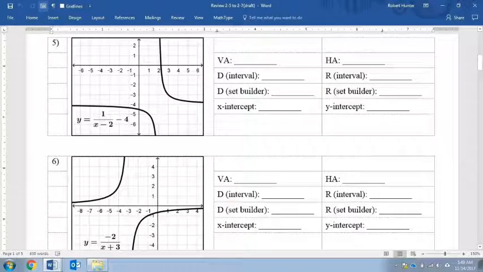Alright, number 5 through 6. These are both, you can tell by the shape, rational expressions. In other words, the x is in the denominator. You can also look at the graph right there, or the equation. But these are just the vertical asymptote and the horizontal asymptote.